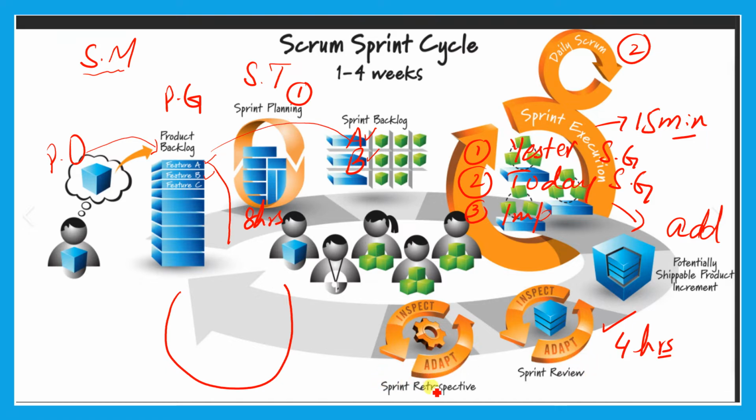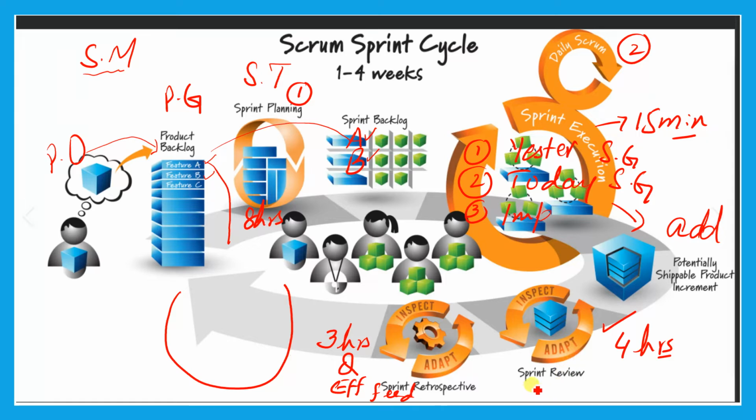And then the last is the sprint retrospective, which is only a 3 hours meeting if the sprint is for 1 month. Here we check the quality and effectiveness. If the quality and effectiveness is not suitable, we will get feedback. So these are the 4 steps which iterate again and again and again.